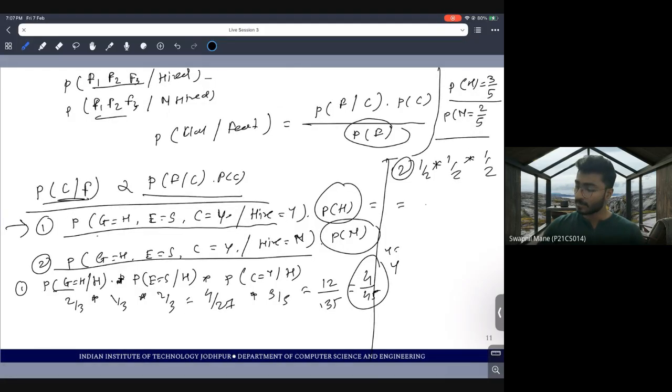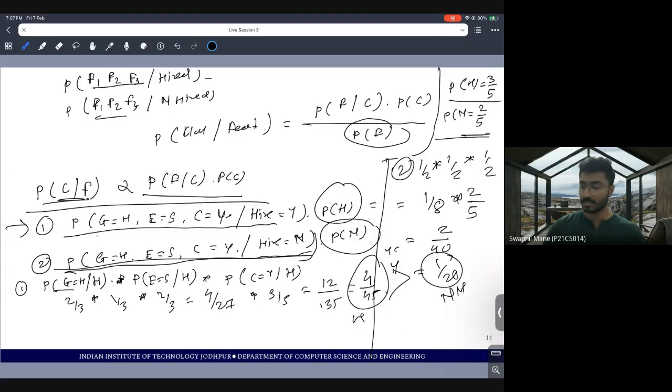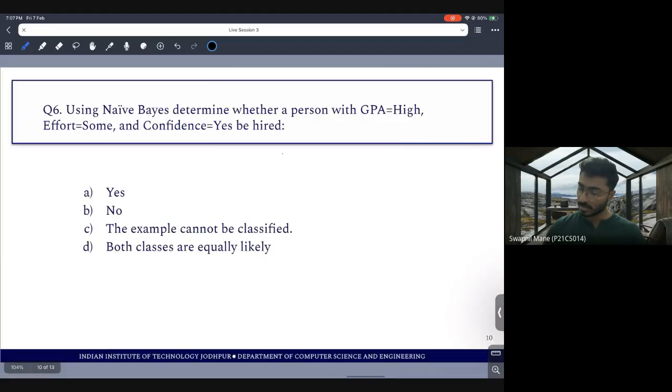After multiplying, we are getting 1 divided by 8. This is only the conditional probability, up to this. Then we need to multiply with the no probability, 2 divided by 5. Then we are getting 2 divided by 40, and it is 1 over 20. So this is for the no class, not hired, and this is hired. Which one has the greater probability? Higher, right? This one is greater. So the option is higher, option A is correct here.